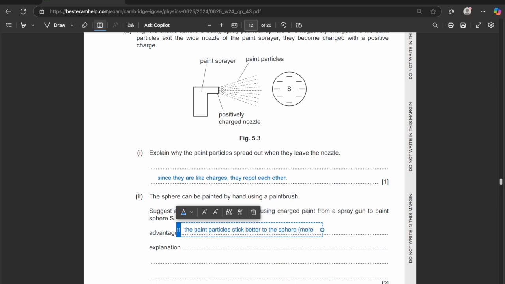So it can be more adhesive, you can say, and that is because unlike charges attract. So you can say that positive paint particles are attracted to the negative charges on the sphere.